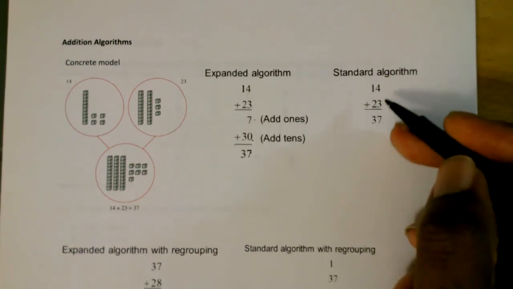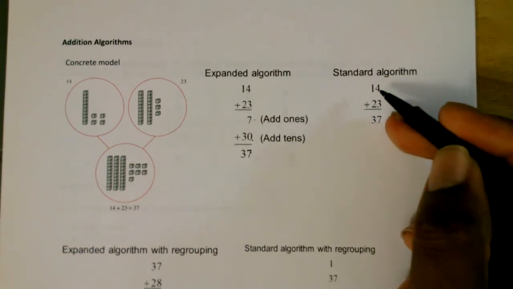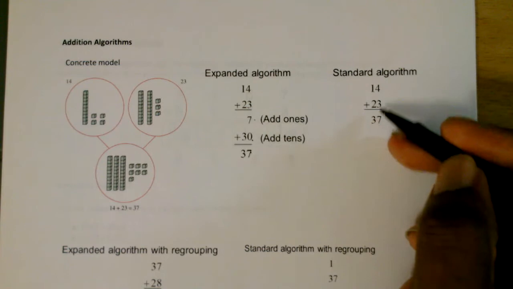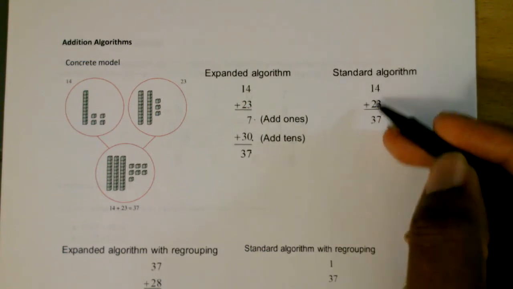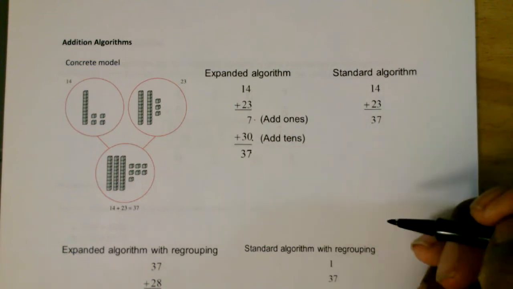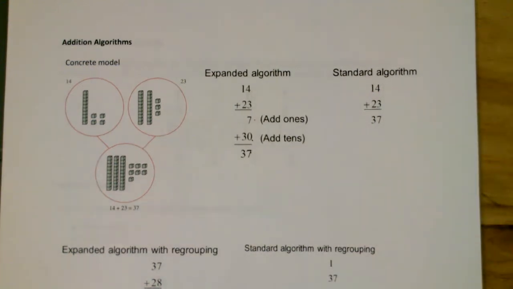And of course, you have your traditional standard algorithm where you just add the 1's digits, 4 plus 3, that's 7, and add the 10's digits, 2 plus 1 will be 3. 14 plus 23 is 37.